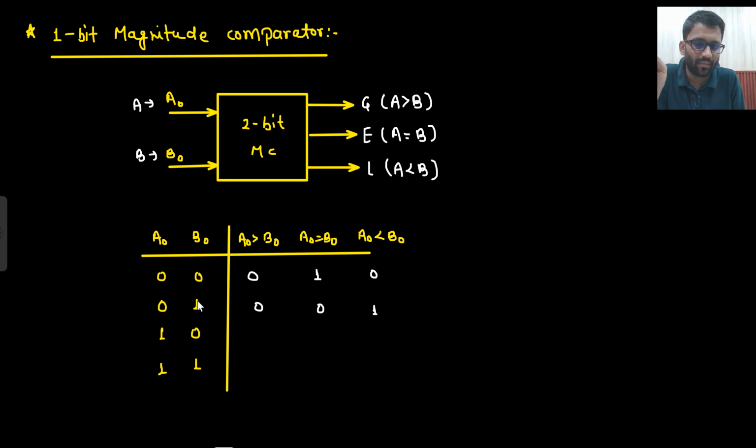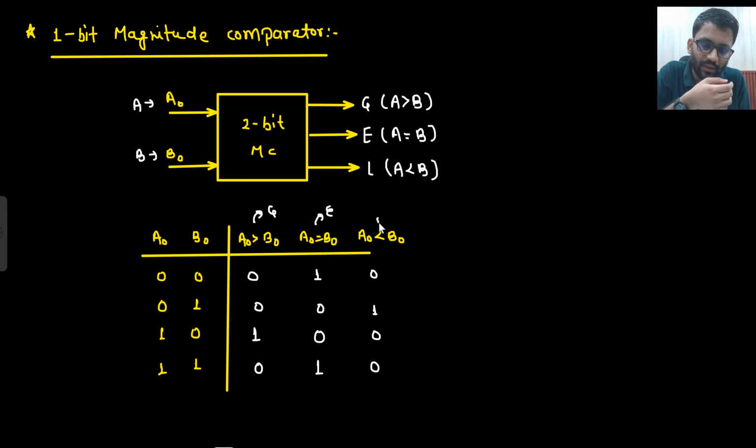Here B naught is greater. What about this? Here A naught is 1, B naught is 0, so A naught is greater here, and these two will be 0. What about this? A naught is 1, B naught is 1, both are equal, right? So what you can write? This is your greater, this is your equal, and this is your lesser.